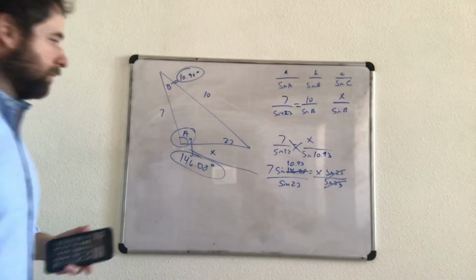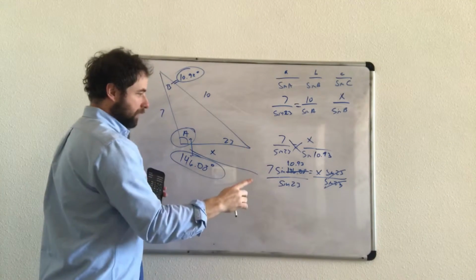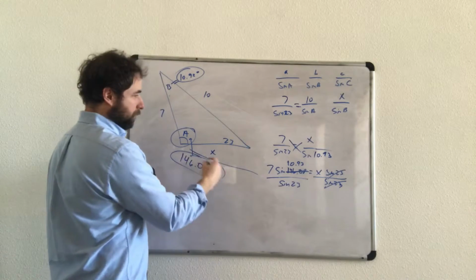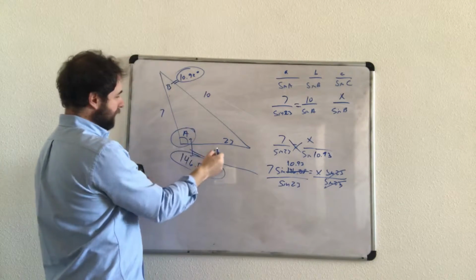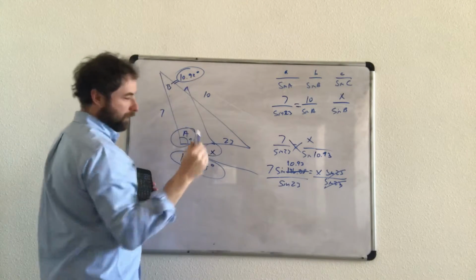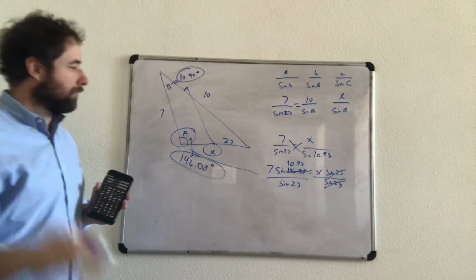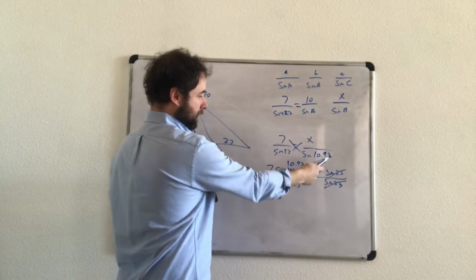That actually was incorrect because we used the wrong angle. We used 146.08. That was wrong. That was opposite 10. We needed what was opposite of x. Opposite of x was that. You've got to make sure that we use the right thing. So you put in 10.93.